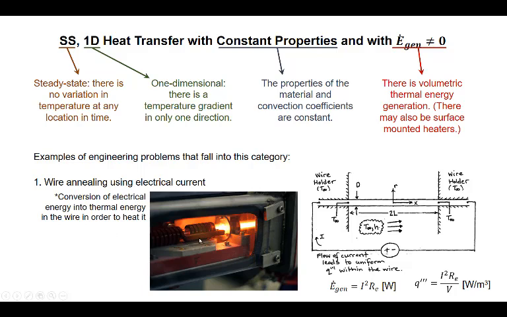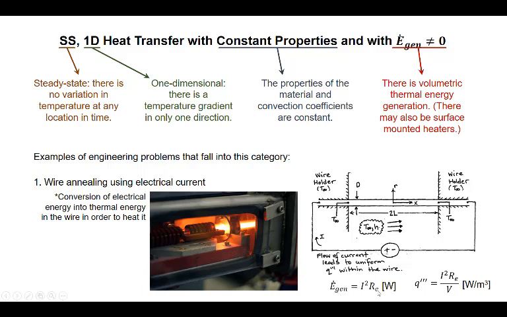Electrical energy flows through the metallic wire, and due to the electric resistance of the wire, there is a generation of thermal energy that causes the wire to be heated. This is a sketch of the problem that you see in the picture. The wire is held between two holders. Current is passed through the wire, leading to a uniform generation of thermal energy within the wire.